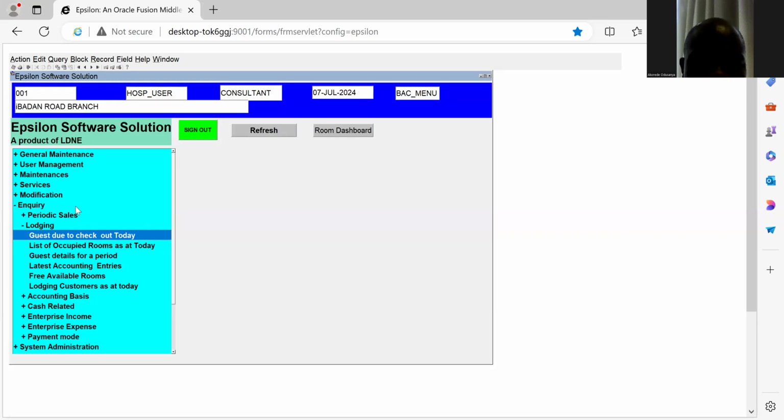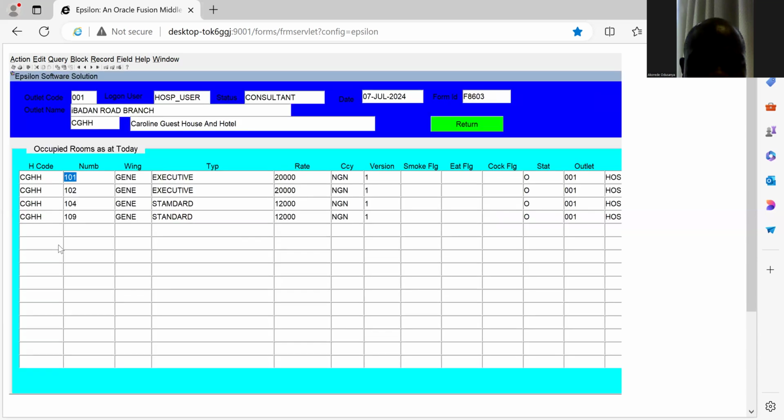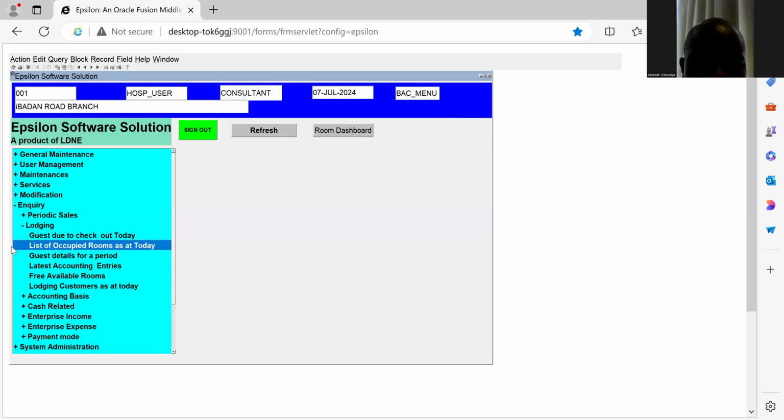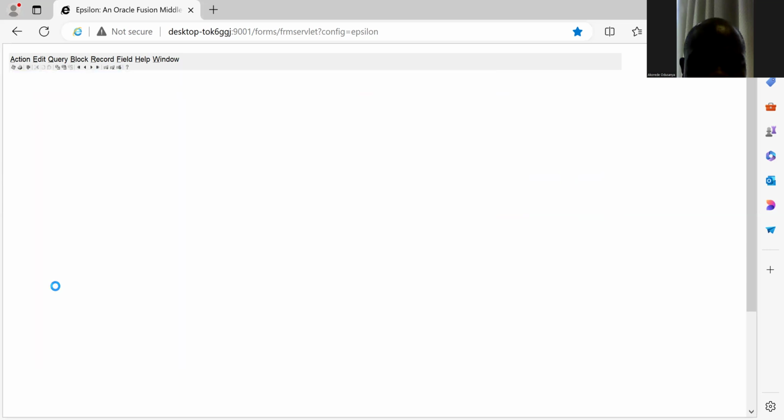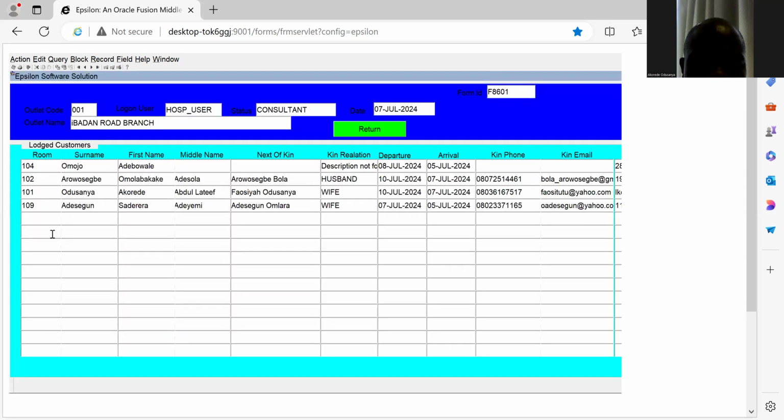Now, leaving that, we have a list of occupied rooms as of today. In this hotel, 4 rooms are occupied presently. All these rooms are in the general wing, 2 executive, 2 standard, and these are the rates of the rooms occupied at the moment. Again, let's just look at this. Lodging customers as of today. All the customers that we have, 4. You can see 4 rooms, and these are the customers that are lodging in those places today.